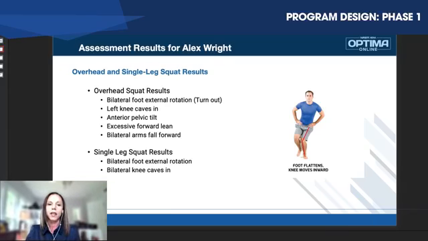So, because his left knee only caved in, and he did have slight external foot rotation, I did feel comfortable because he did play sports. He seemed somewhat active, and I wanted to dig a little bit deeper. So I felt it was safe for Alex to go ahead and perform a single leg squat.